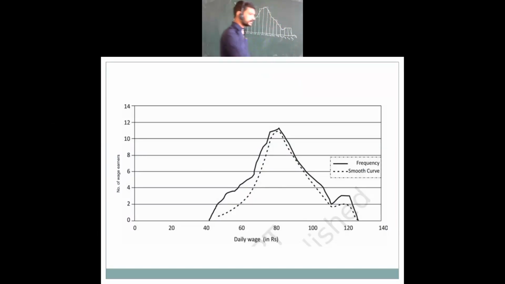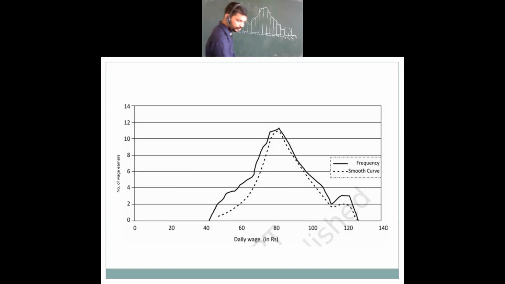This is the freehand drawing. As usual, on the y axis all the data is there, and this is the frequency. The class width is 0 to 20, 20 to 40, 40 to 60, 60 to 80, then 80 to 100, 100 to 120, and lastly they have ended at 140.